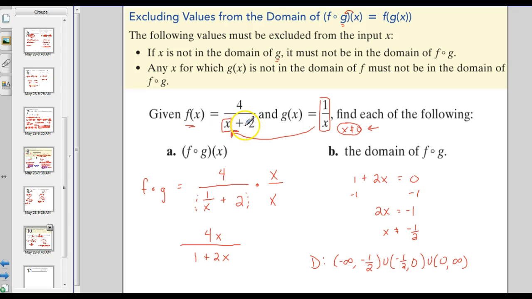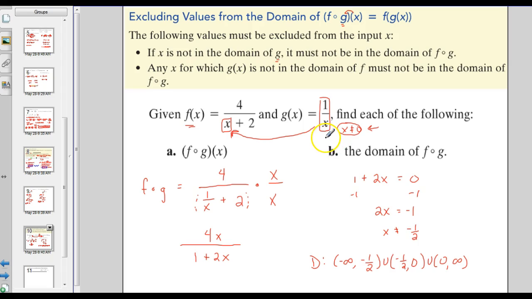Negative 2 plus 2 is 0. Negative 2 is not restricted. Okay, it's fine for negative 2 to go into the g function. It's fine for negative 2 to go into the composition. If I plug in negative 2 here, it's fine. Negative 2 doesn't work in f, but notice that does not get restricted. Okay, it's only the things that result from composing the two and the things that were originally restricted in g.